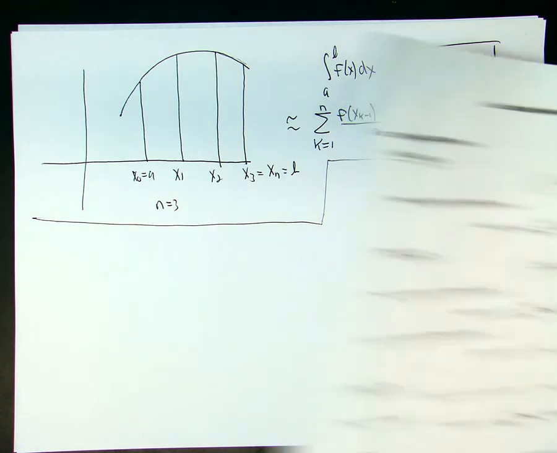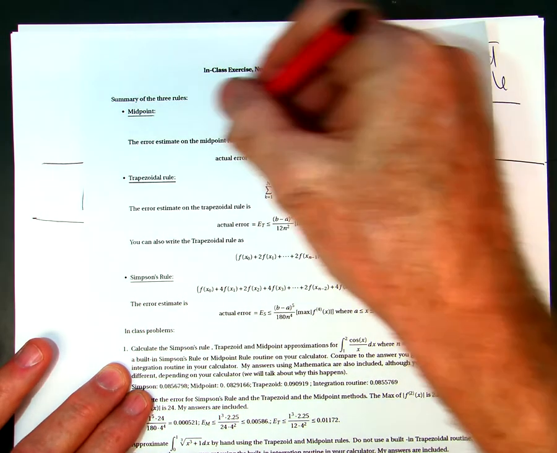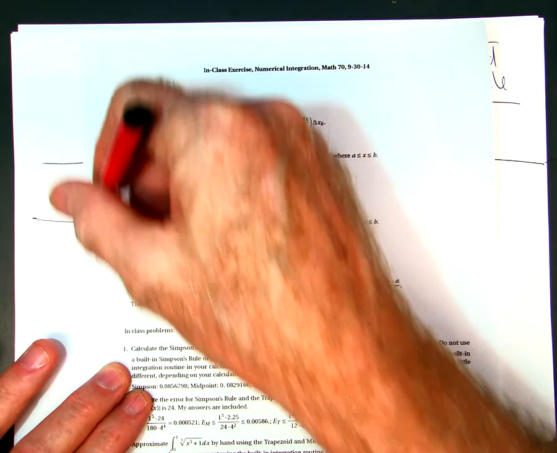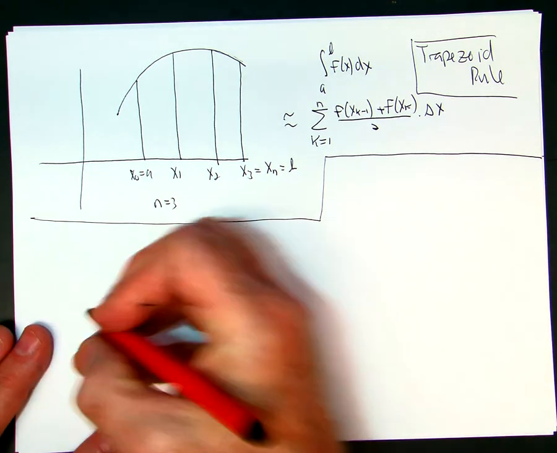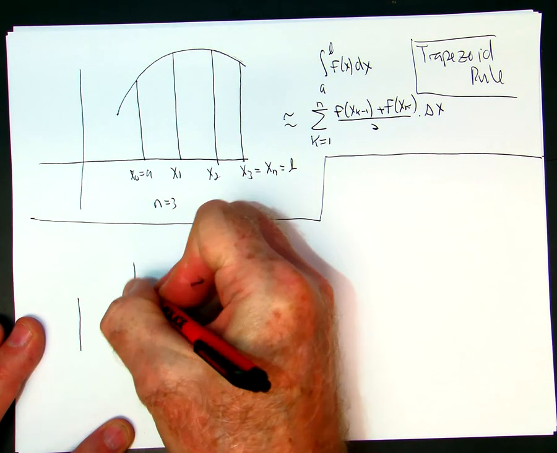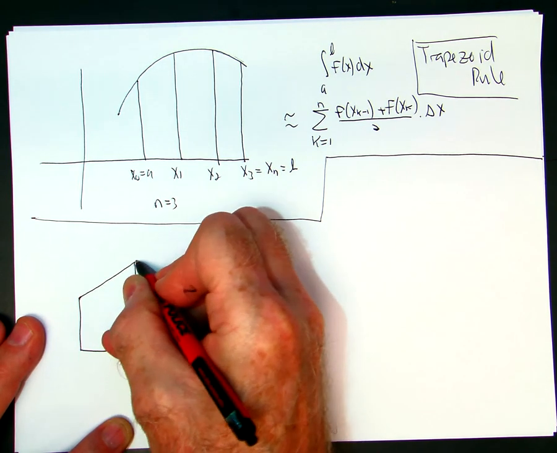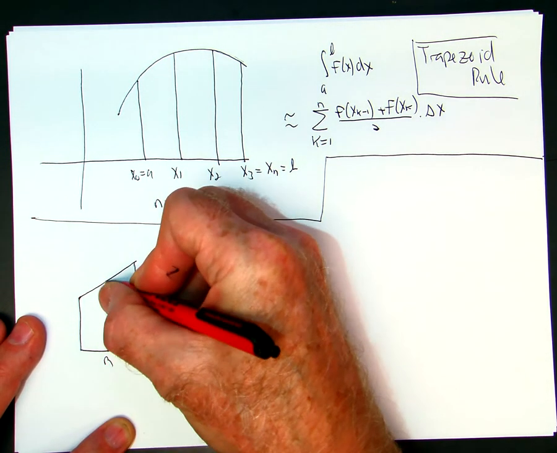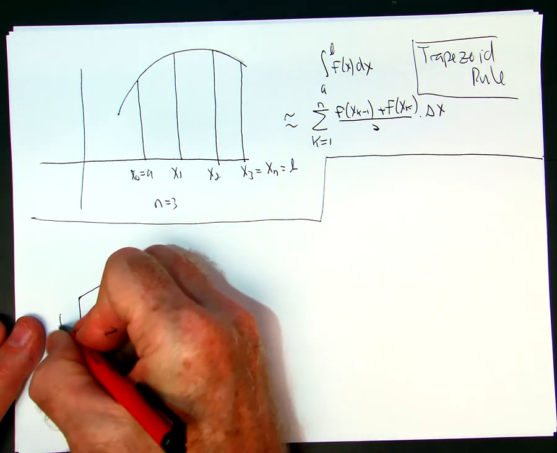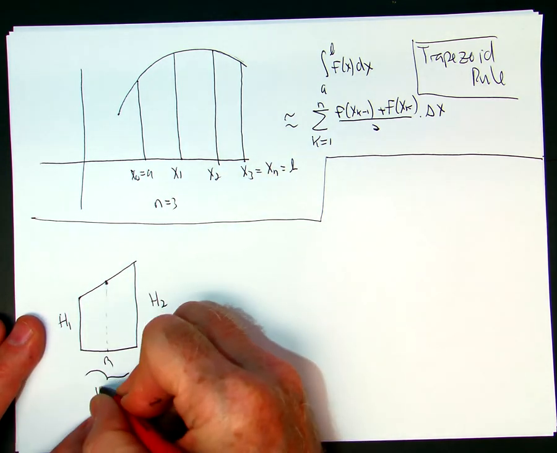Okay, I'm going to talk about the trapezoid rule, and that's the second one that's on the sheet that I handed out today. And to sort of set things up here, now a trapezoid looks like this. So it's a rectangle with a slant top, and this is going to be the midpoint right here. This is height 1, this is height 2, and this is going to be the width.